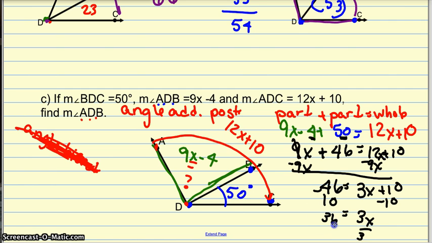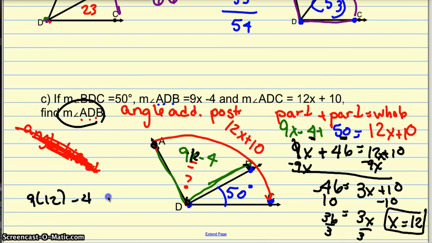And divide by 3. So where am I going to write this? X equals 12. But notice, it's not asking you just for the value of x. Again, it's asking for the measure of angle ADB. So if I know that that value is 12, then it's going to be 9 times 12 minus 4, which ends up equaling 104. So the measure of angle ADB is equal to 104 degrees.